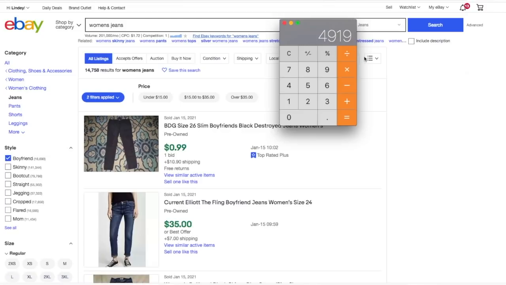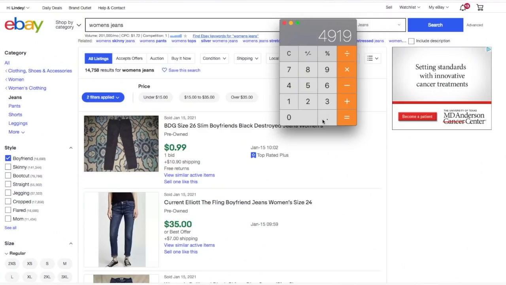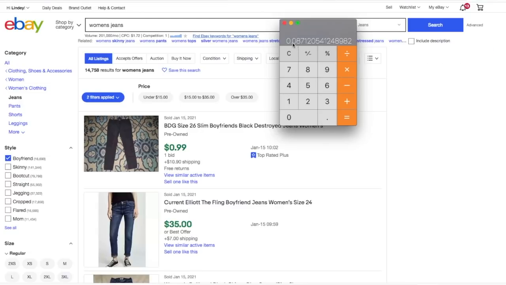So now we're going to take 4,919, which is an average. Remember, this is all general. This is all average. This is not an exact science. We're just using it to get an idea. We're going to take that average amount of boyfriend jeans that have sold on the site in the last 30 days, and we are going to divide it by the total number of boyfriend jeans that are currently listed, which rounds up to 0.09, which is 9%, because of course we move the decimal. So boyfriend jeans roughly have a 9% sell-through rate, which is fair in clothing.